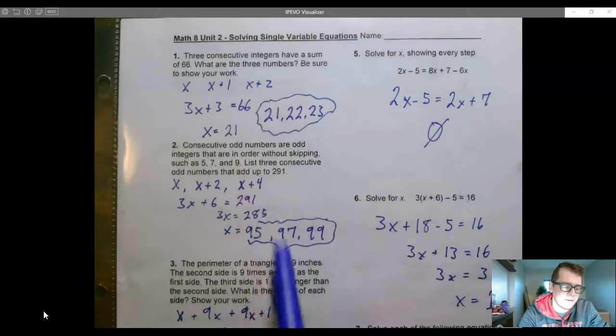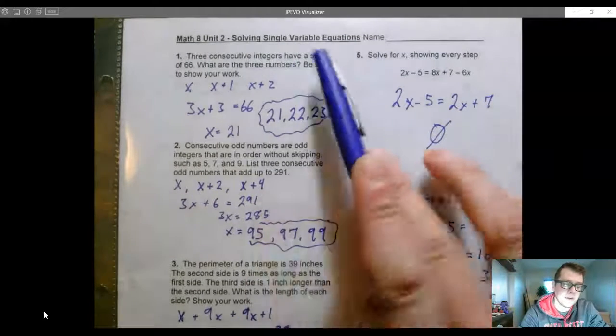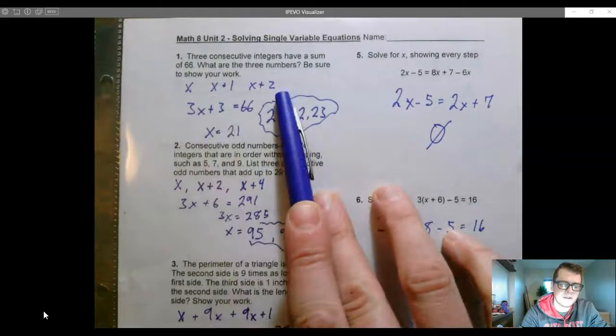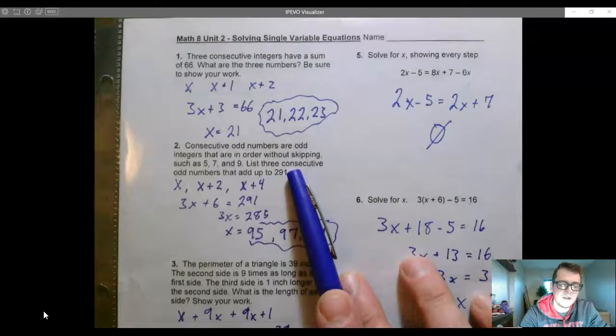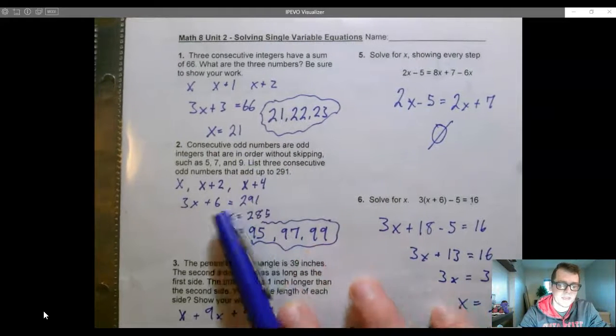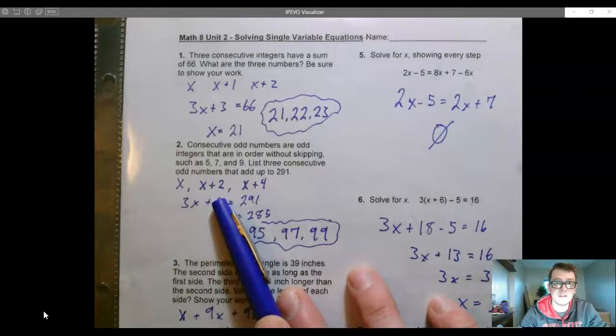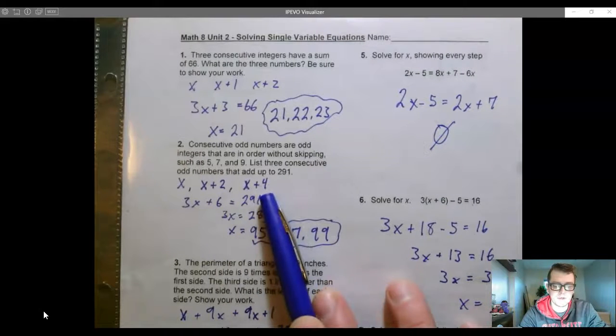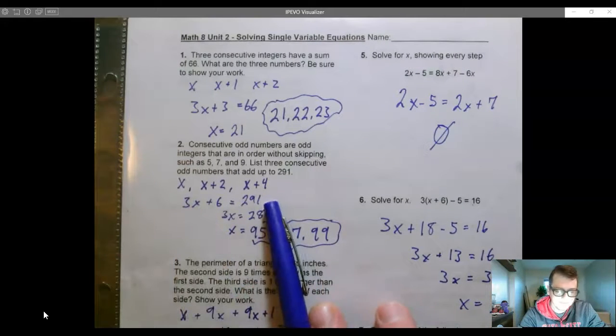So number 1 and number 2, we're talking about 3 consecutive numbers, which means one after the other, except in number 1, it is 3 consecutive integers straight up. And number 2, it's 3 consecutive odd numbers. So even though they're odd numbers, the gaps between those numbers will be 2 and then 2 more, which will give it 4 from the original.